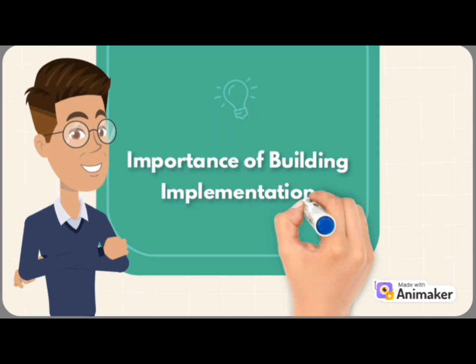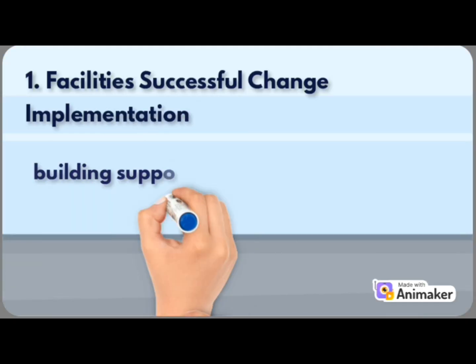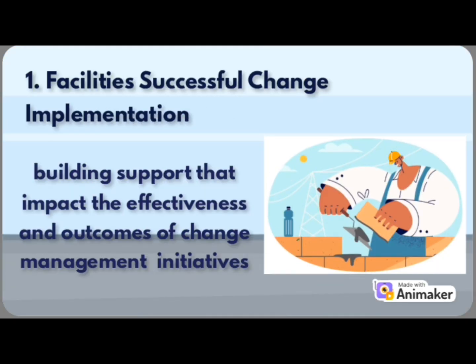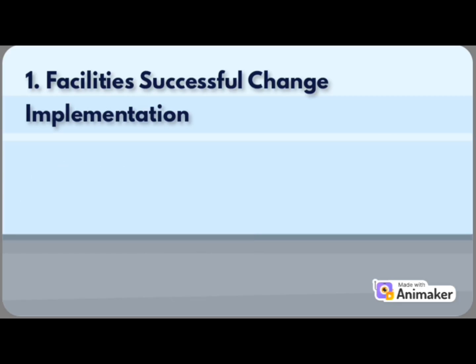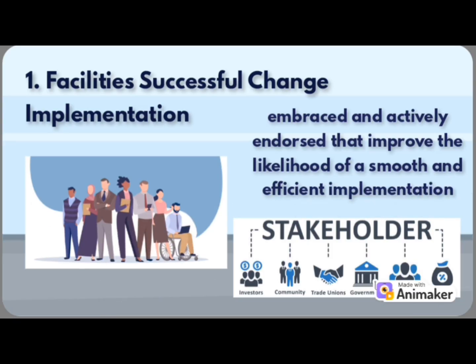Importance of building support. First, facilitate successful change implementation is crucial in building support because it directly impacts the effectiveness and outcomes of change initiatives within an organization. When support is cultivated among key stakeholders and employees, it ensures that the change is embraced and actively endorsed, which significantly improves the likelihood of a smooth and efficient implementation. Supportive individuals are more likely to engage with new processes, offer constructive input, and contribute positively to the transition, reducing resistance and minimizing disruptions.